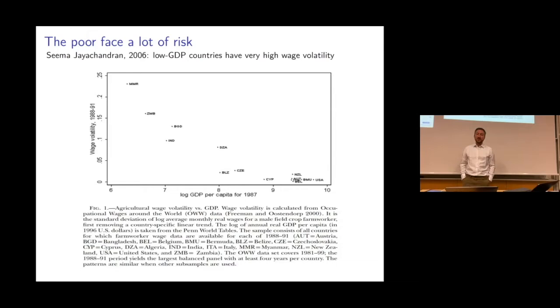So MMR is Myanmar, Zimbabwe, India, Bangladesh, all have relatively low GDP and high wage volatility. In contrast, on the right, you have countries with high GDP and low wage volatility, the US, New Zealand, Belgium, and so on. So can somebody think of an intuition why that might be? Why do we have such high wage volatility? Where does that come from in low-income countries?